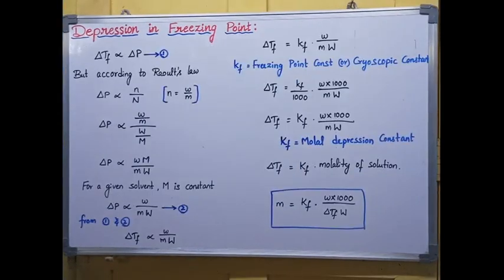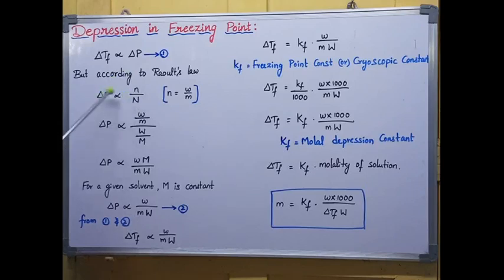We got equation 1: delta Tf is directly proportional to delta P. That means depression in freezing point is directly proportional to the relative lowering of vapor pressure. But according to Raoult's law, we already know relative lowering of vapor pressure is directly proportional to the mole fraction of the solute.